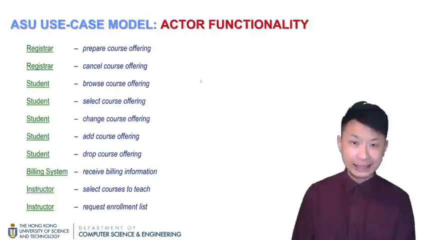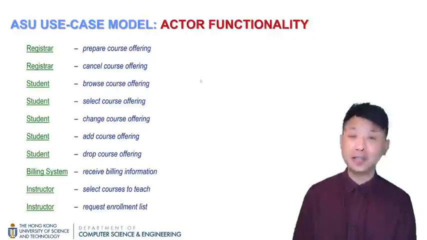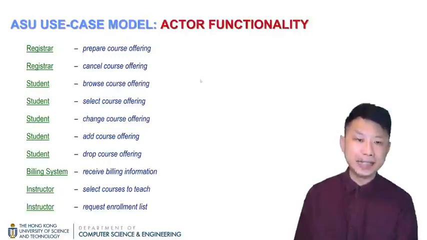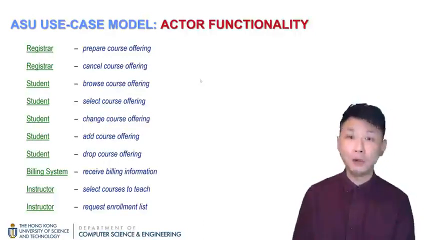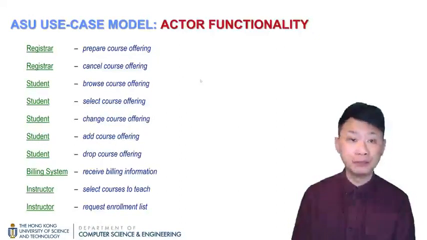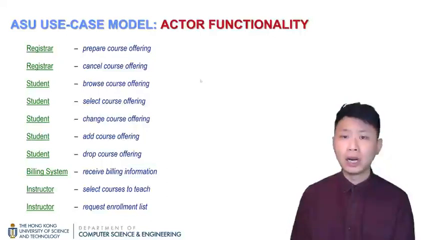Now, are we done? We just simply draw a use case diagram with all these functionalities. Yes or no? I would say no, because you have so many functionalities in your use case diagram, and eventually you're going to have many ovals in your use case diagram, which is going to make your diagram very difficult to read. What's wrong here?